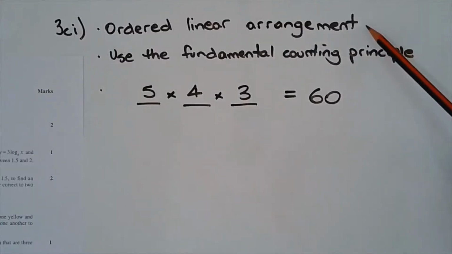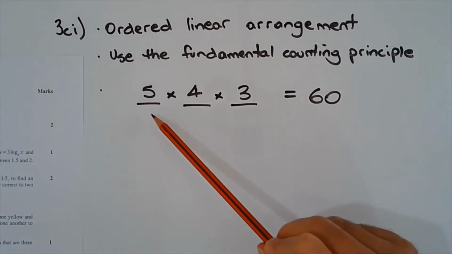Firstly, this is an ordered linear arrangement. The blocks are of different colour, and we're interested in the number of ways that Sophie can stack the 3 blocks where the order of the colour is important. Now this is a permutation, not a combination. And we can use the fundamental counting principle to determine the number of ways that Sophie can stack 3 blocks.